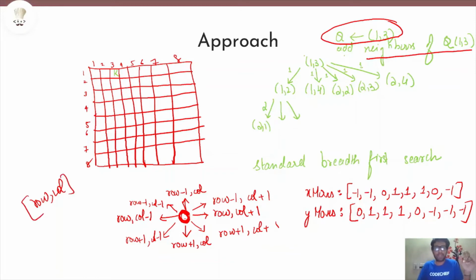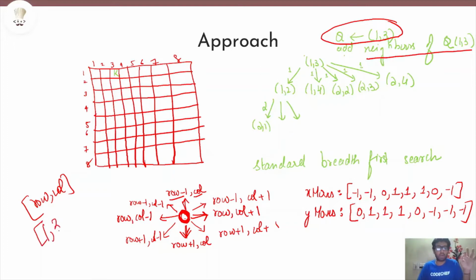Okay. Now, if we have to move up from the starting position, it is row minus 1, column. If we have to move down from the starting position, it is row plus 1, column. If we want to move right from the starting position, it is row comma column plus 1. If this is confusing to you, take an example.